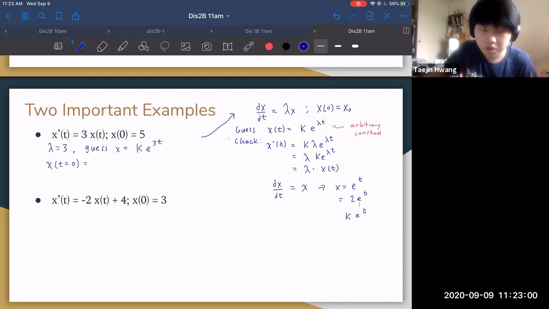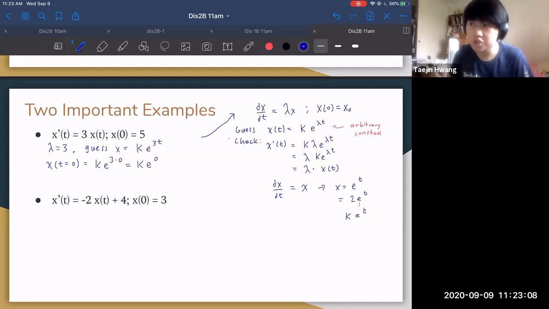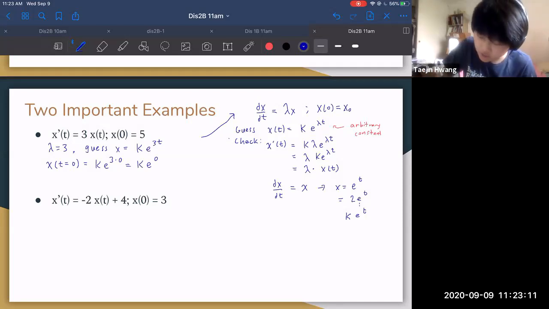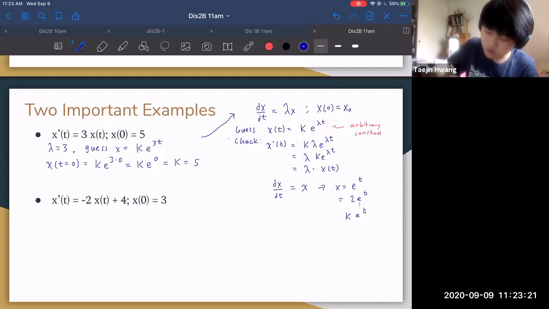And this tells us that this is equal to k e to the 3 times 0, which is just k e to the 0. And since e to the 0 is 1, this is equal to k. But we know that x of 0 is equal to 5, so k is equal to 5. And since k is equal to 5, we know that our solution is in fact 5e to the 3t.